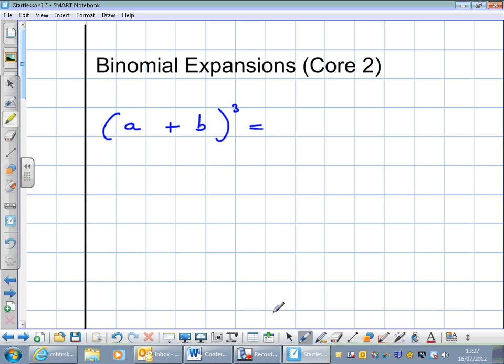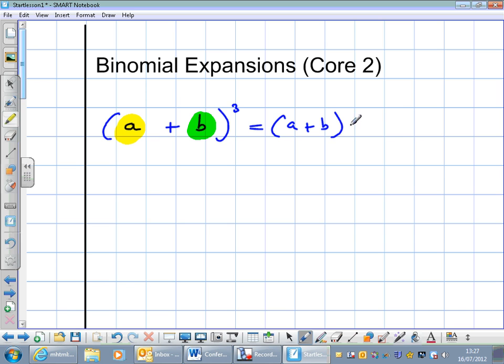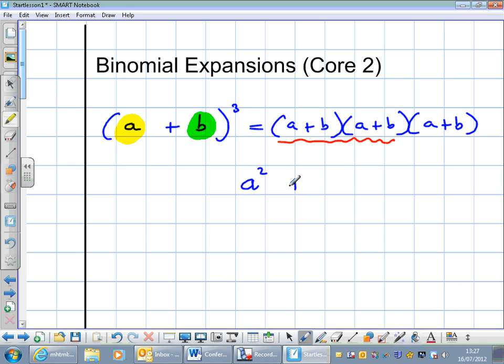Now remember, a can stand for any number or anything else that can stand for a number. So for instance, it could stand for the letter x or the letter y, which stands for a number. What is it when it's cubed? Well, it's times itself and then times itself once more. Now we already know that these two multiplied together gives us a squared plus 2ab plus b squared. So we're going to multiply that by a plus b.